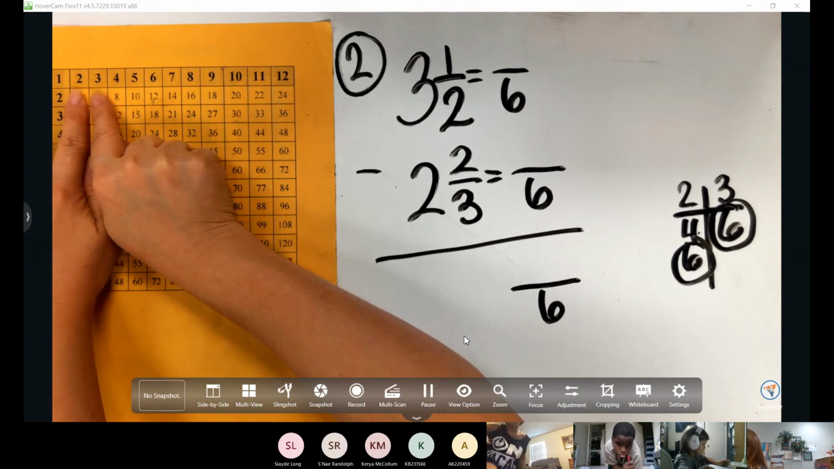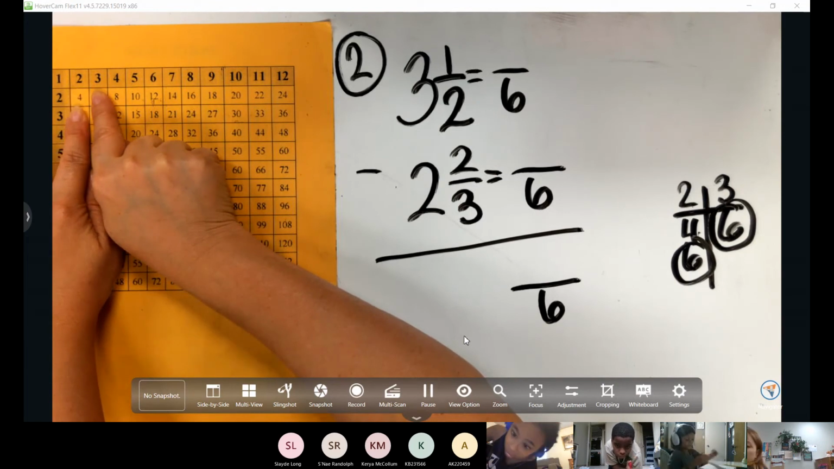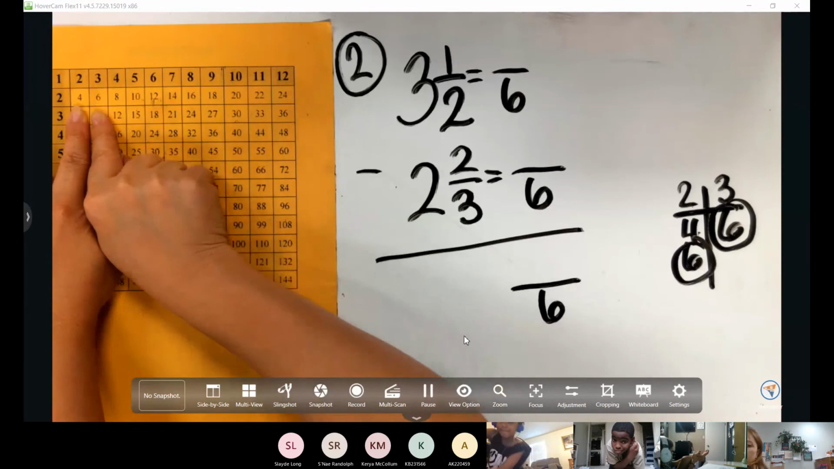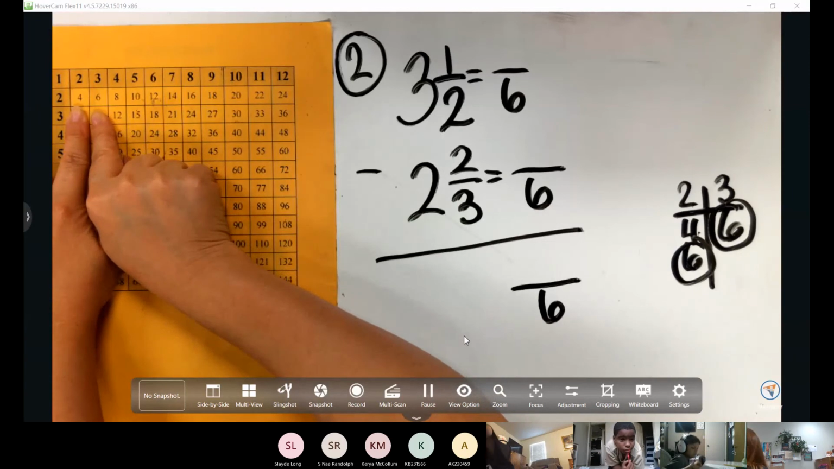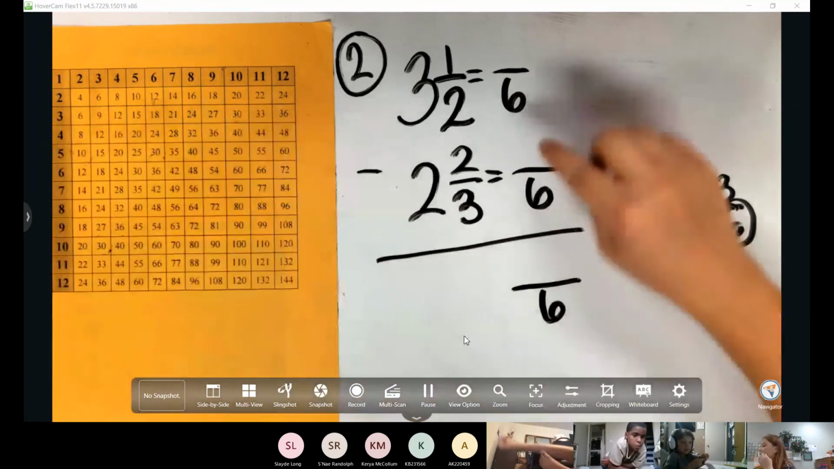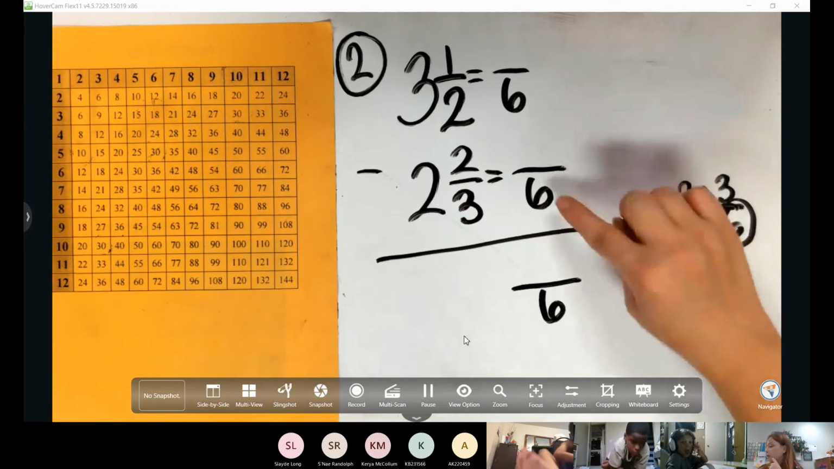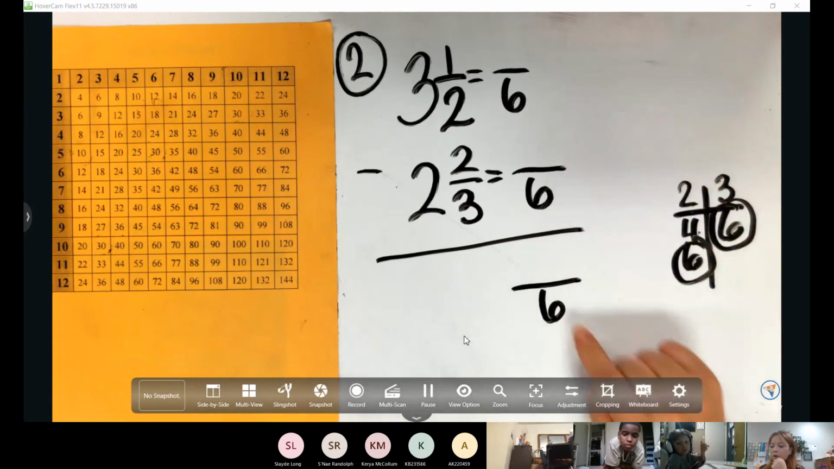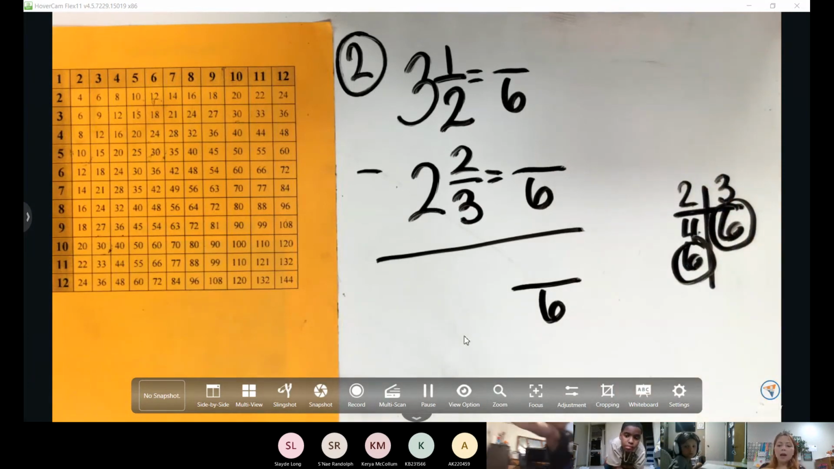Can I turn a 2 into a 3? Nope, not here and not here. So I stop right here, and I slide down my next number on the 3, and I say, can I turn a 2 now into a 6? Yes, I can. It's right here. There's a 6 in both of these. And that's how I can choose my common denominator. Perfect.